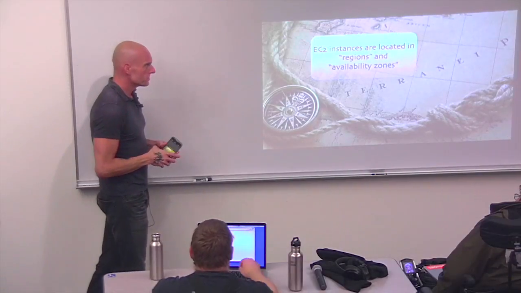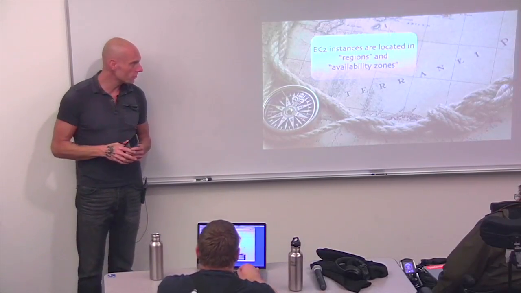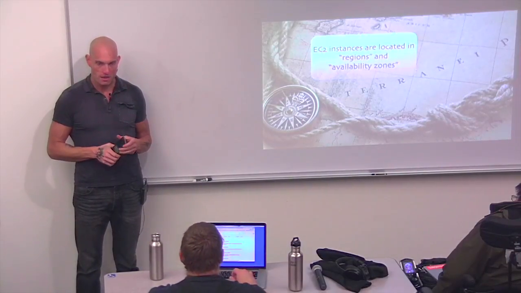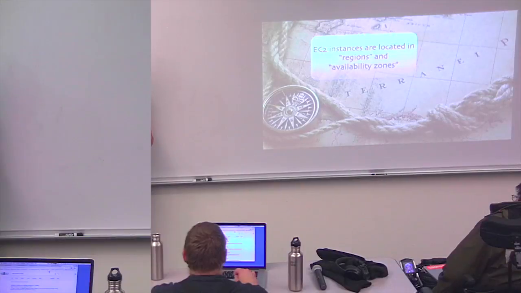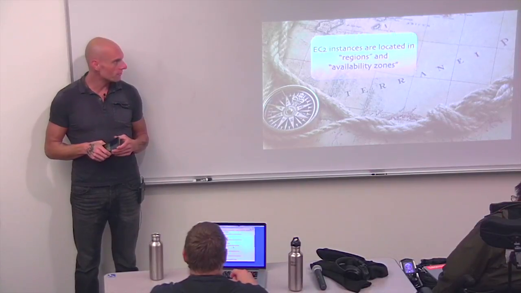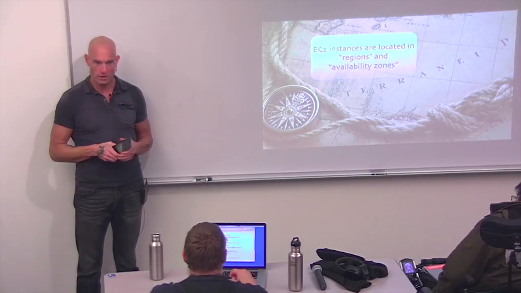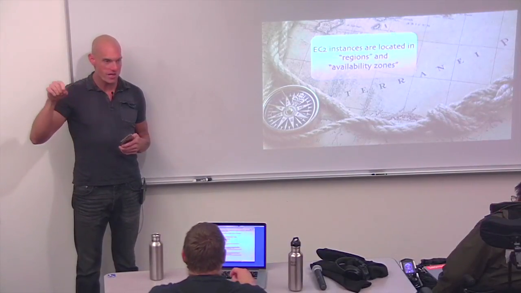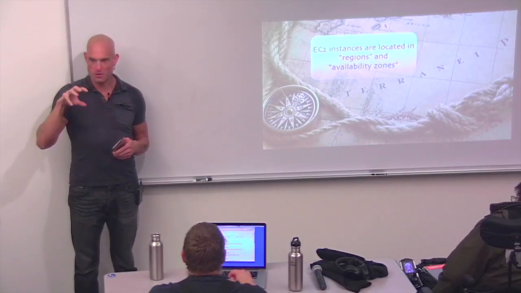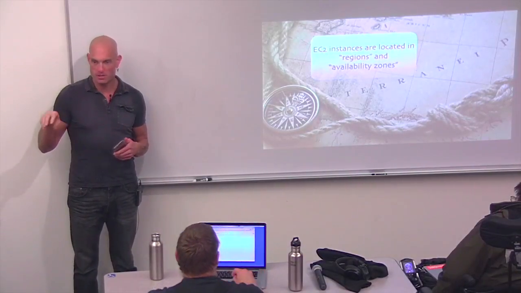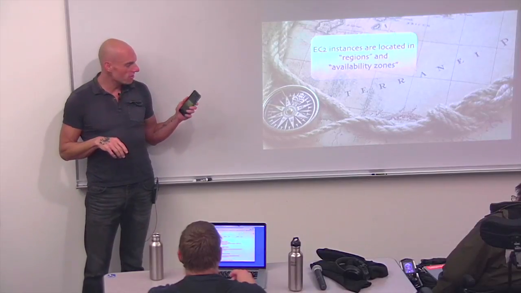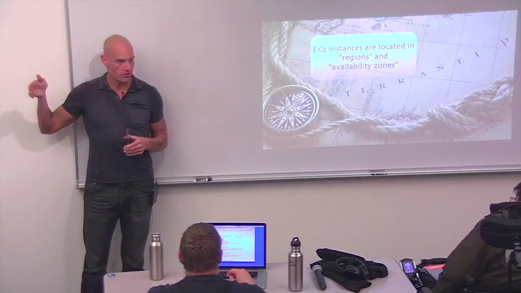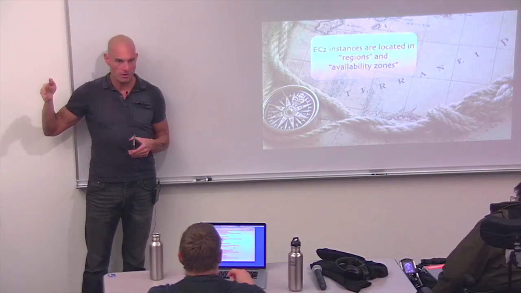So EC2 instances live in regions and availability zones. A region is like US East 1, which is Virginia, or say US West 1, which is Northern California, or US West 2, which is Oregon. Availability zones are letters that are appended on. So like US West 1A is availability zone A within Northern California. US West 1B is availability zone B. The theory behind this is A, B, and C are at least guaranteed to be on different power circuits. They might be in the same physical data center.